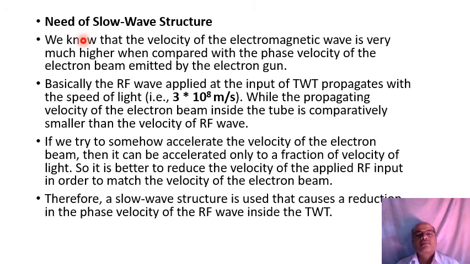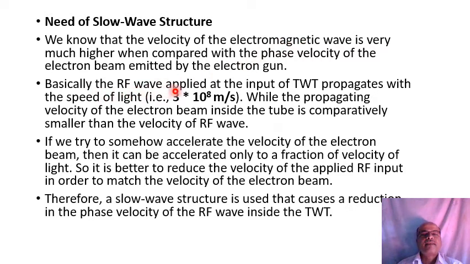The need of slow wave structure. As previously mentioned, in the present day, generally helical structure or slow wave structure is used. Now we know that the velocity of electromagnetic wave is very much higher. We have studied that electromagnetic waves travel at the speed of light, whereas the electron beam emitted by the electron gun has a lower velocity, but electromagnetic waves travel much faster.